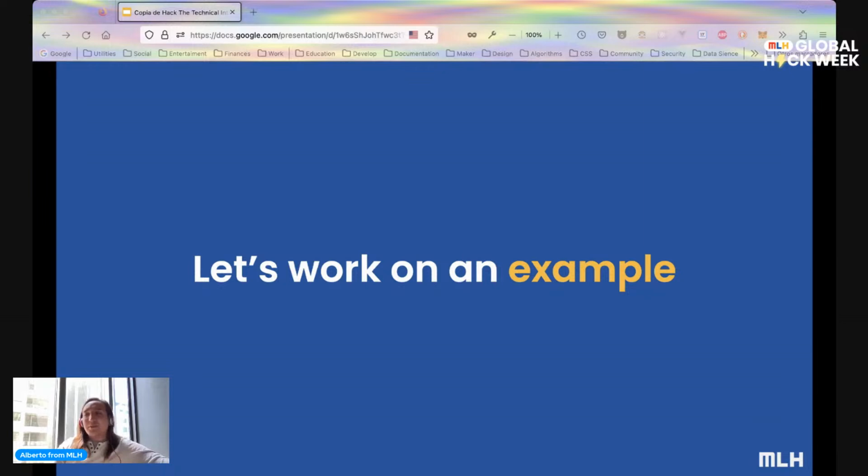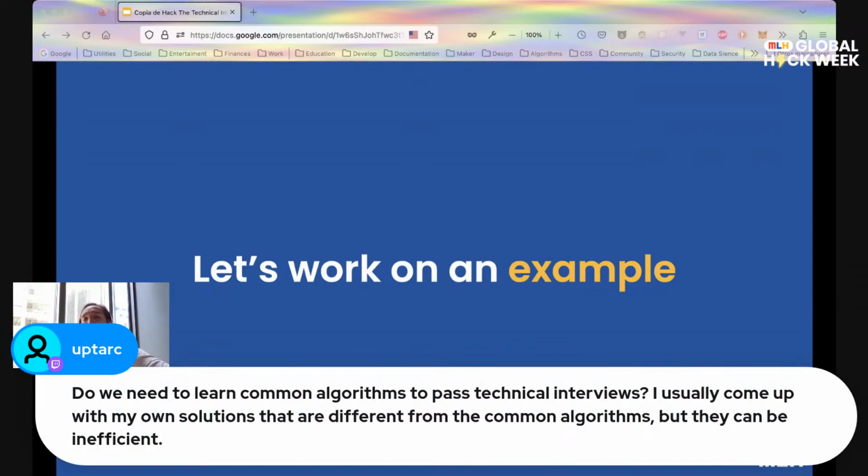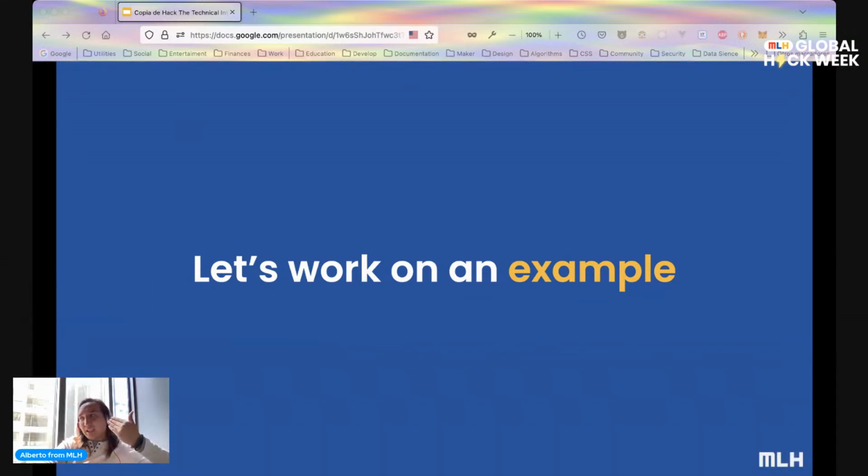There are other experiences I've heard, like they resolved the problem, but in a very inefficient way, so they were rejected for that. So for the question, do we need to learn common algorithms to pass technical interviews? I would say you don't, but it is better if you do, because as you said, you can come up with your own solutions, but you tend to see that those solutions were made by others before.